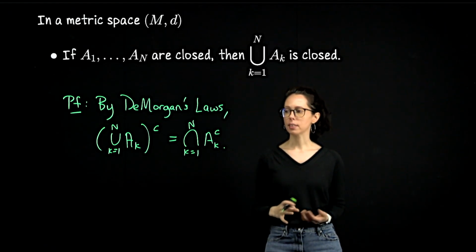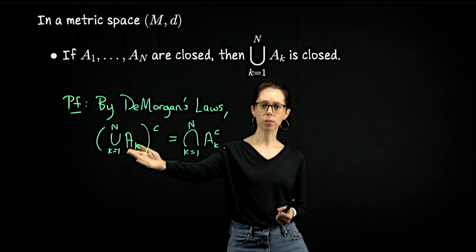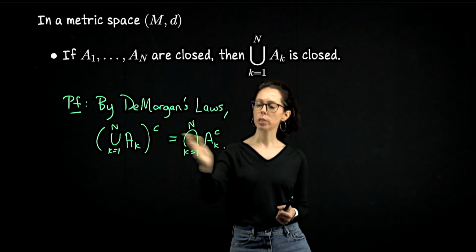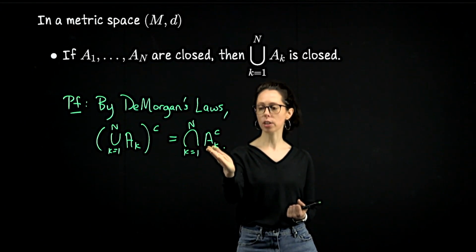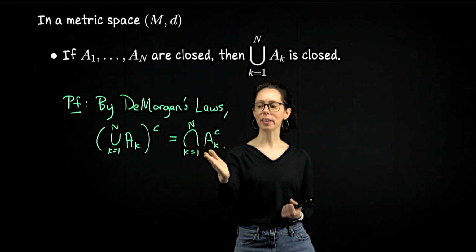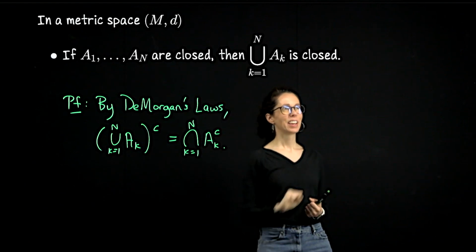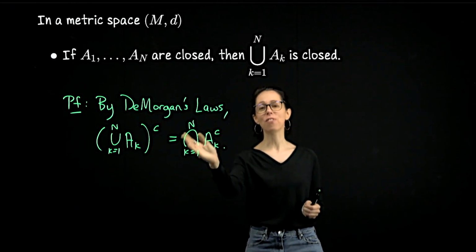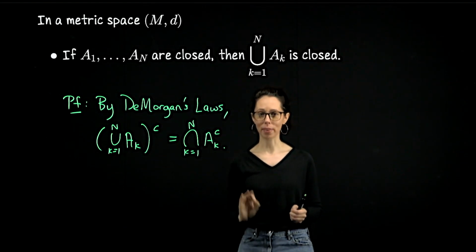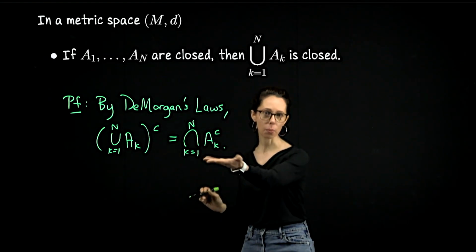By hypothesis, A sub k is closed for each index k, which means A sub k complement is open. That just comes straight from the definition. And we've already proven that any finite intersection of open sets is open. That is something that we proved. So this is open. Okay.